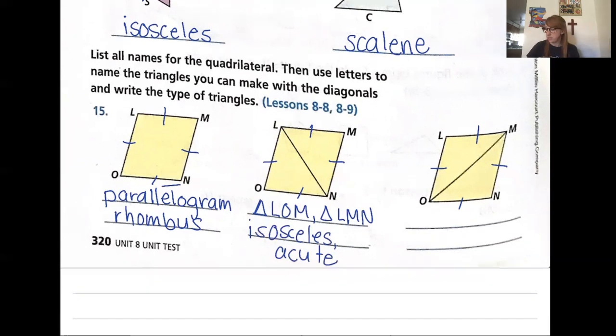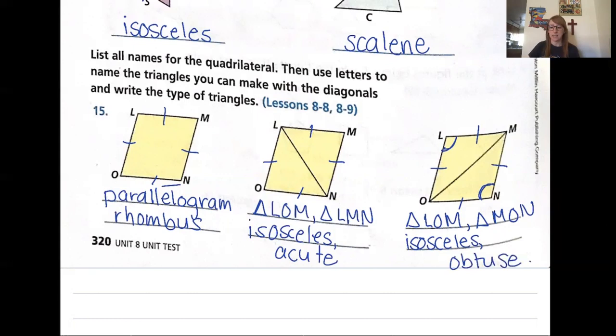Then looking at this third section, we have triangles LOM and triangle MON. And again, we have isosceles triangles because 2 of the side lengths are the same. And now we have obtuse angles or obtuse triangles because these angles are obtuse.